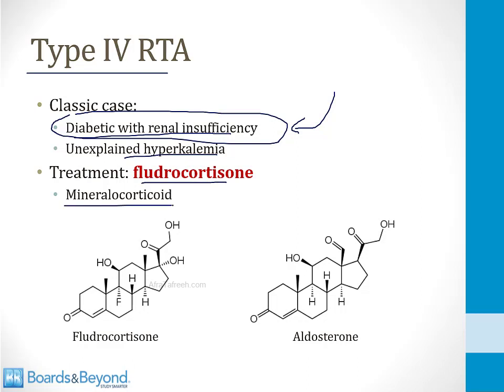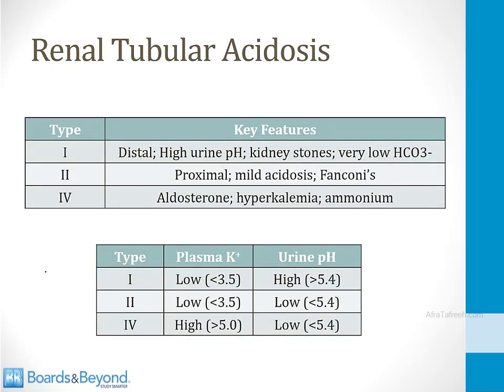Fludrocortisone is a mineralocorticoid. If you look at the bottom of the screen, it has a structure very similar to aldosterone, so you can give this as an oral drug, and it can bring the potassium down and improve the acidosis. I'll finish with this slide summarizing the three forms of renal tubular acidosis.